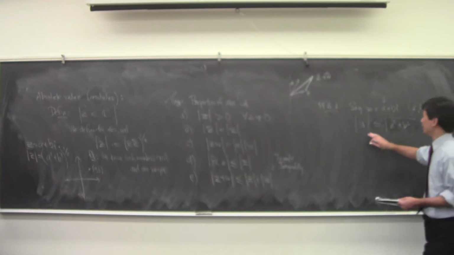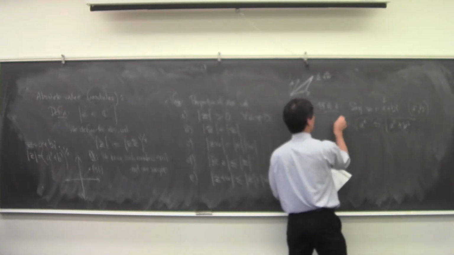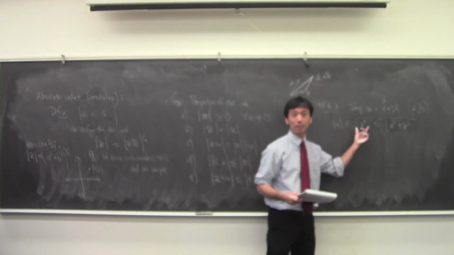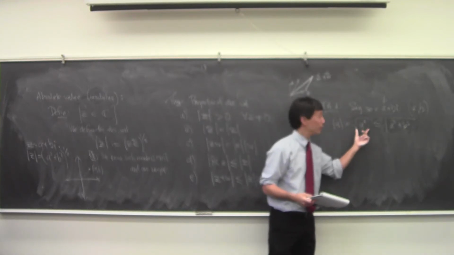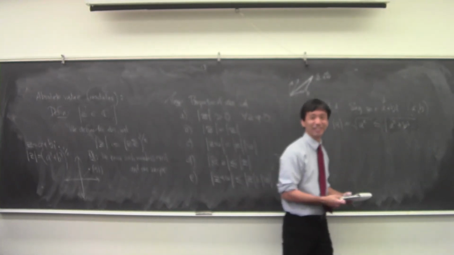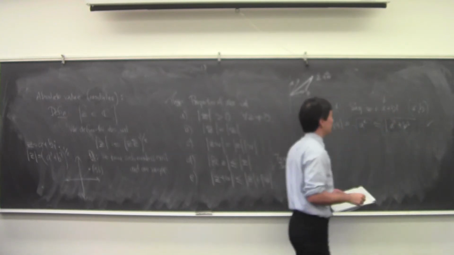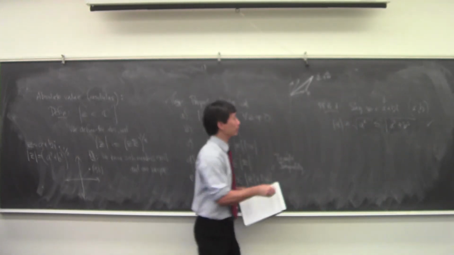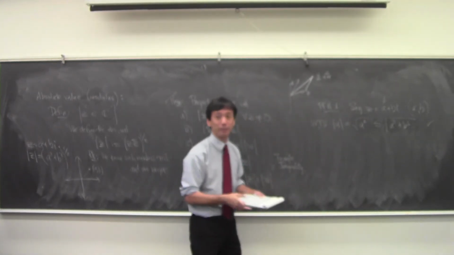So, right, let me rewrite this A on the left-hand side as the square root of A squared. The absolute value of A is the same thing as the square root of A squared. Well, we're trying to show that the square root of A squared is less than or equal to the square root of A squared plus B squared. Well, that's true. We want to show that this is true, but that's obvious.